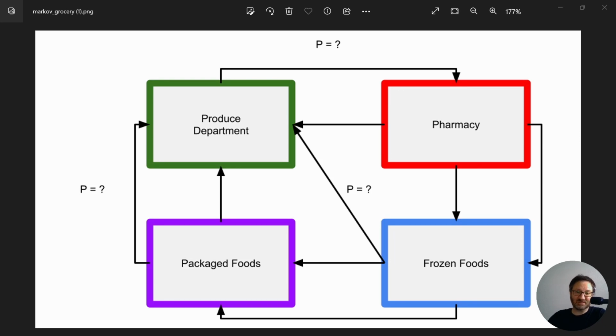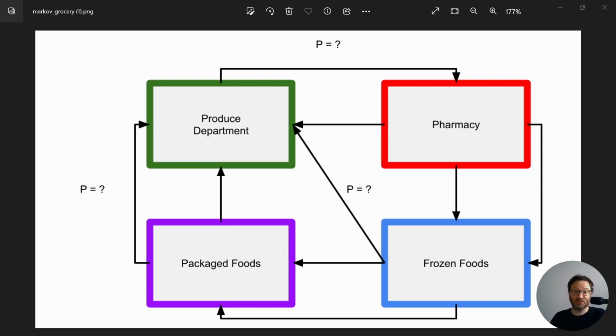Today I have something exciting for you. I'm going to be talking about Markov chains. And the picture that I have here, this diagram, is showing a very simplified version of the inside of a grocery store. And so I want you to, for a moment, imagine that you're inside the grocery store and there are four possible locations that you can visit.